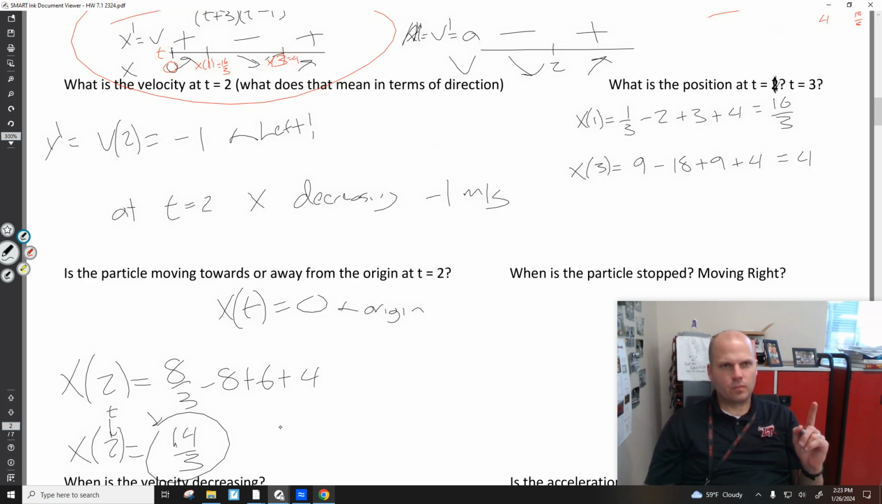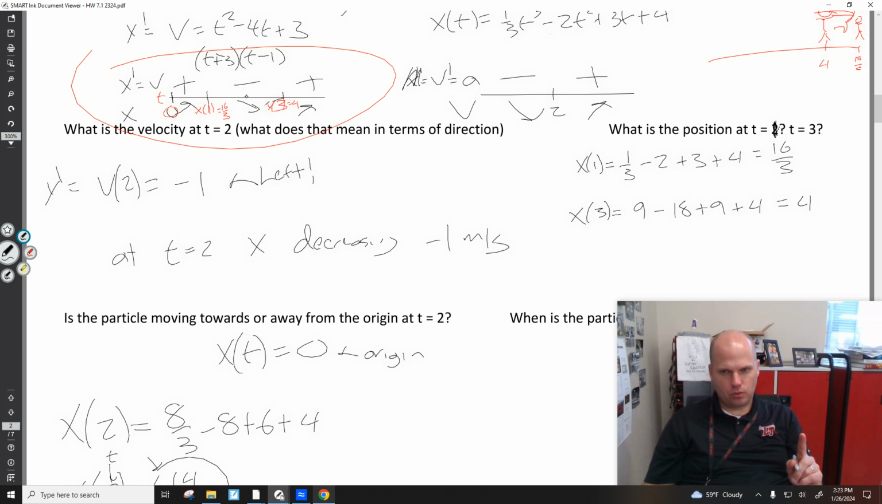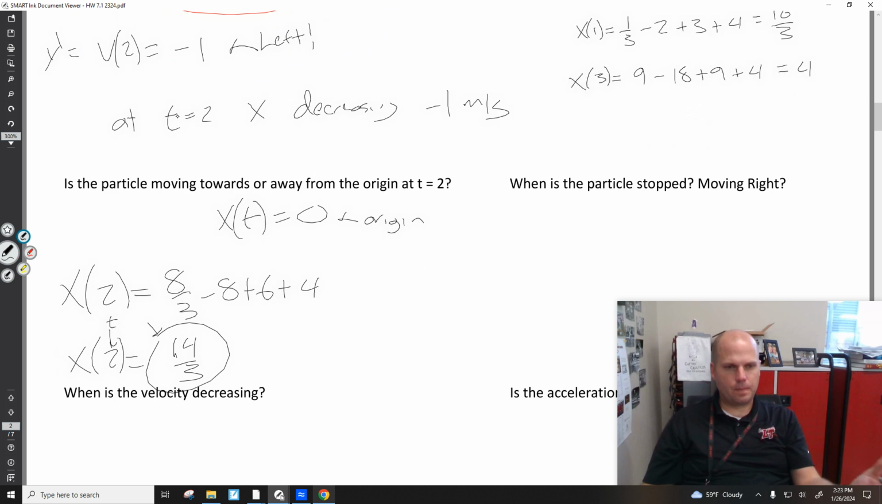Cool. I know when time is 2, my velocity is negative. My velocity is negative 1. Now, this is my position. This is how my position is changing. My velocity is negative. My rate of change of position is negative. My position is decreasing at that rate. So positive position that's decreasing, we're getting closer to 0. We are right of the origin, but we move to the left. So we are going towards.